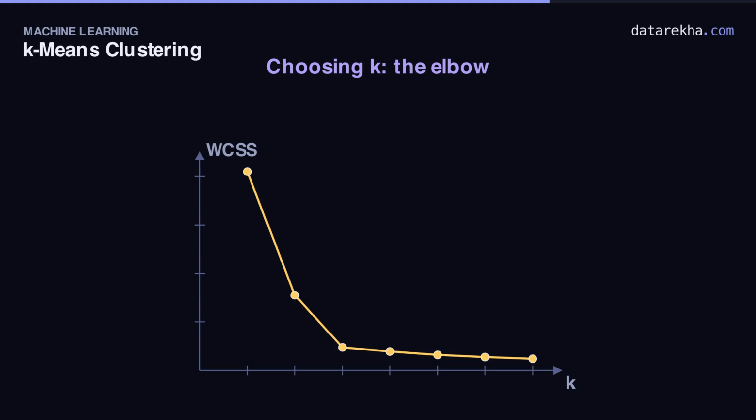More clusters always means lower cost. At k equal to the number of points, it hits 0. So the curve only ever falls. But look at the shape. From 1 to 3, the cost plummets. Each new cluster explains a lot. After 3, it barely improves. The curve flattens into a gentle slope. That sharp bend, where steep suddenly becomes shallow, is the elbow.